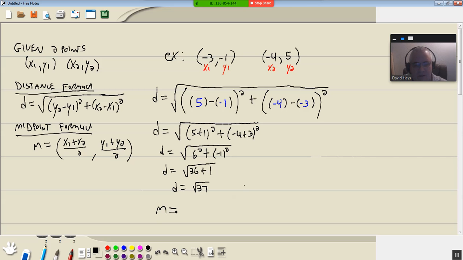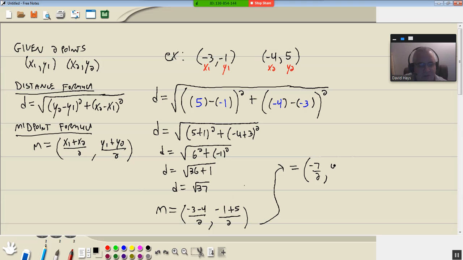Now for our midpoint. Probably no need to put any extra parentheses in this. It's a simpler formula than distance. It says we're going to add together the x parts. So I got negative 3 and negative 4, and then divide by 2. And we'll add together the y parts and divide by 2. So I got negative 1 plus 5 divided by 2. So then negative 3 plus negative 4 is negative 7, so we got negative 7 halves. Negative 1 plus 5 is 4, so we got 4 halves. And that gives us negative 7 halves, and 4 divided by 2 is 2. And that would be our answer.